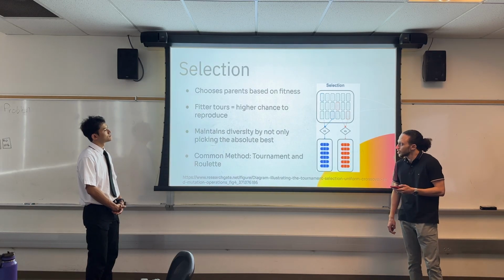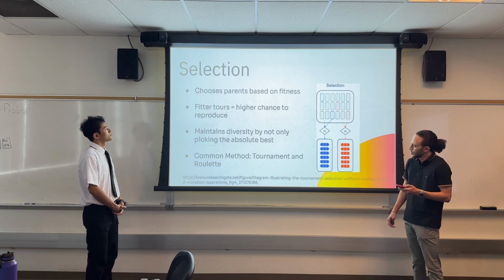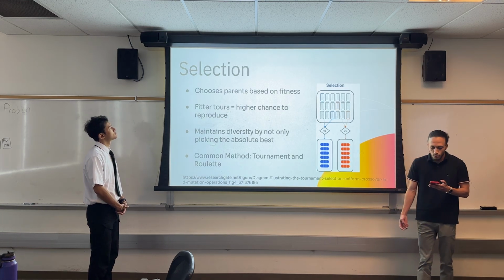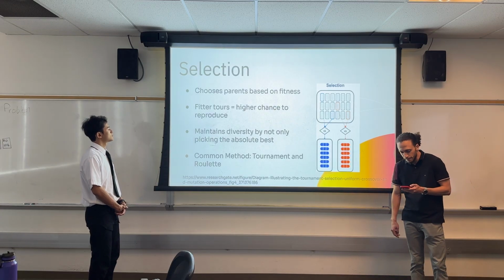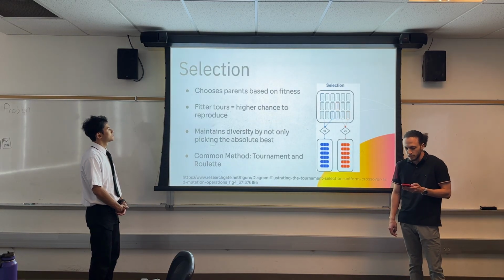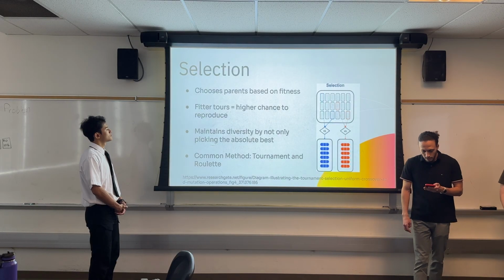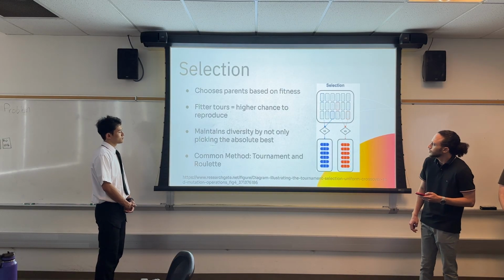obviously some solutions are going to be better than others. That's what the fitness function tells us. Then the selection uses that information to decide who gets to pass their genes to the next generation. The key idea is that fitter individuals have a higher chance to reproduce, but it's not guaranteed. So we don't always pick the best. We keep some randomness in the process, and this randomness is important.